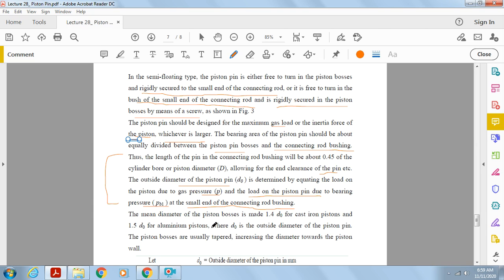The mean diameter of the piston bosses is made 1.4 of D0 for a cast iron piston and 1.5 of D0 for an aluminum piston, where D0 is the outside diameter of the piston pin. The piston bosses are usually tapered, increasing the diameter toward the piston wall.